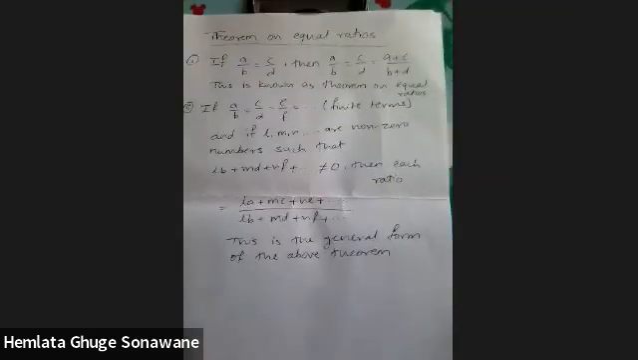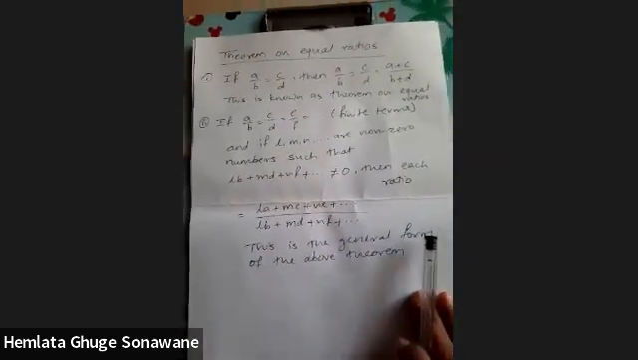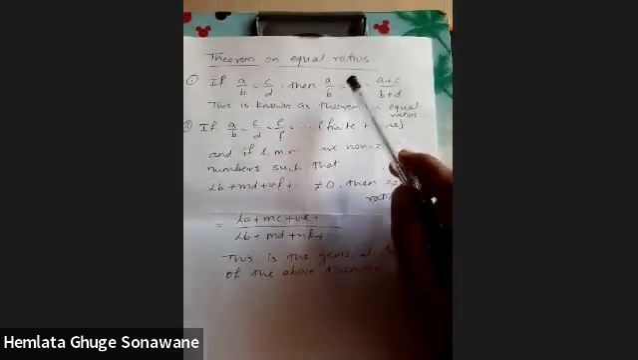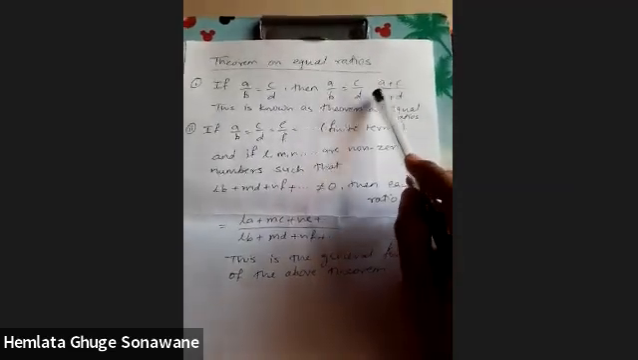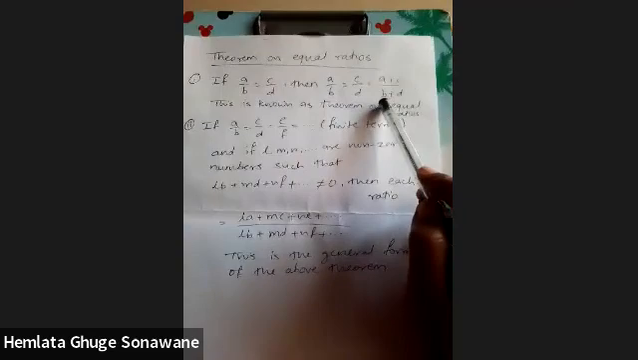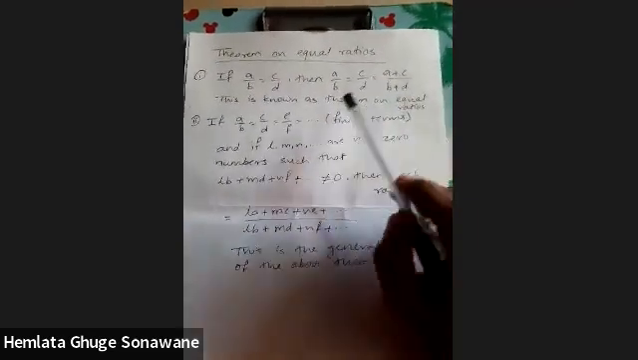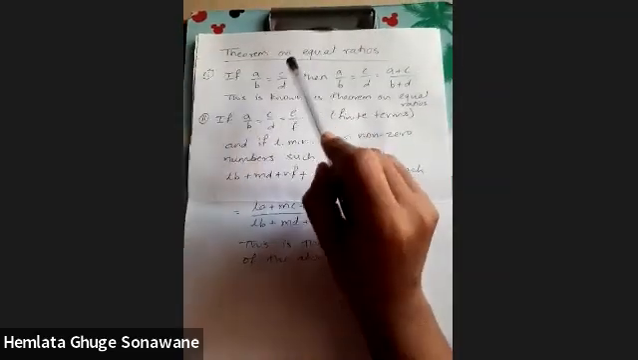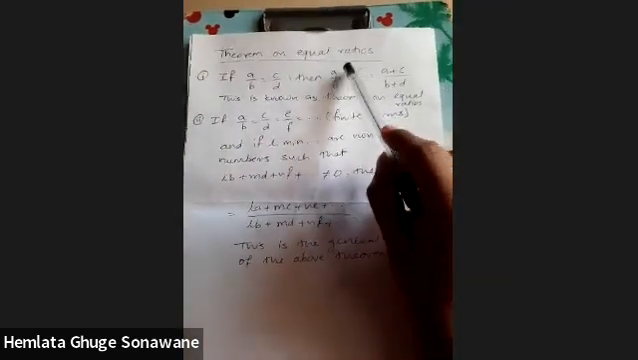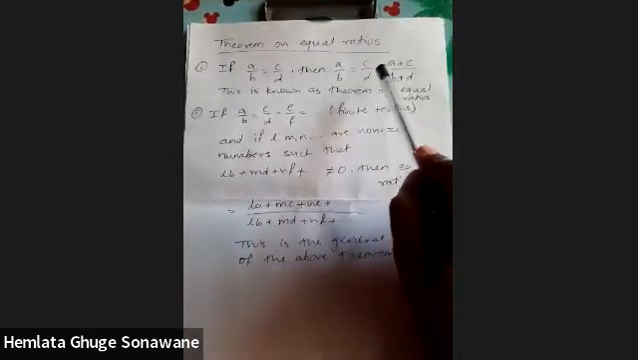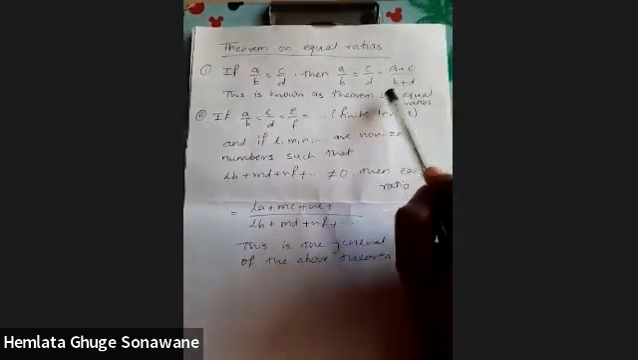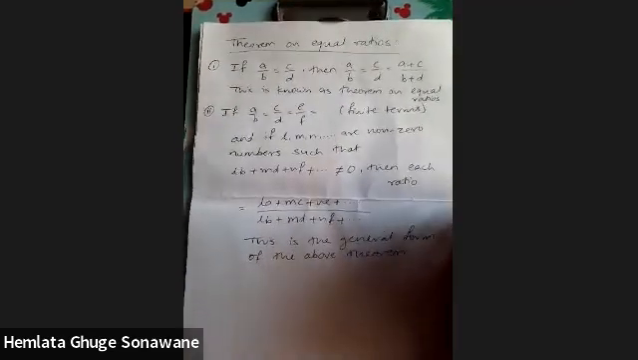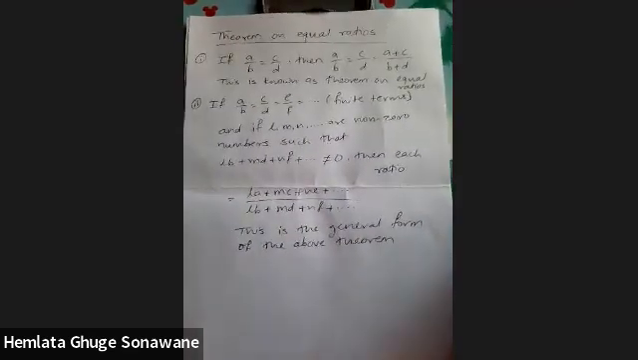Okay, next, theorem on equal ratios. If A upon B is equal to C upon D, then A upon B is equal to C upon D is equal to A plus C upon B plus D. This is known as the theorem on equal ratios. Okay, if A upon B is equal to C upon D, then it becomes A upon B is equal to C upon D, that is equal to A plus C upon B plus D. We are adding numerators and denominators here. This is known as theorem on equal ratios.